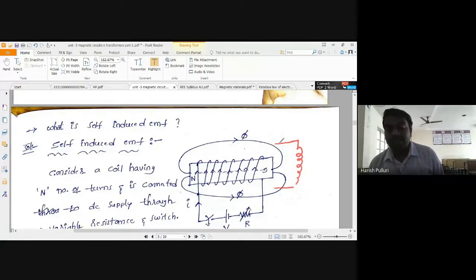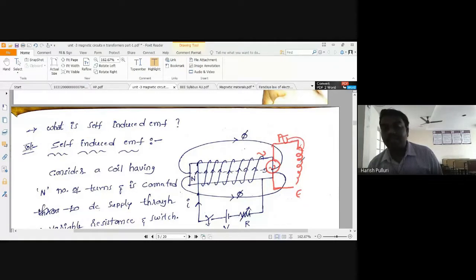How is the flux produced here? We have discussed that at the start: we can produce flux artificially. When I give an alternating voltage, an alternating flux is produced. When this alternating flux links the coil, EMF is induced. This we call self-induced EMF. Clear? So when a coil is connected to a battery, flux is produced due to that battery.